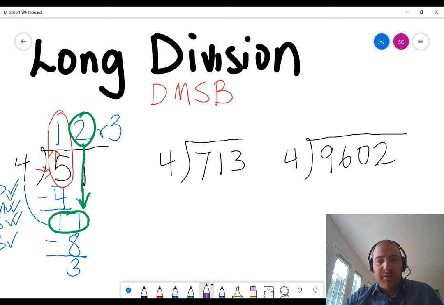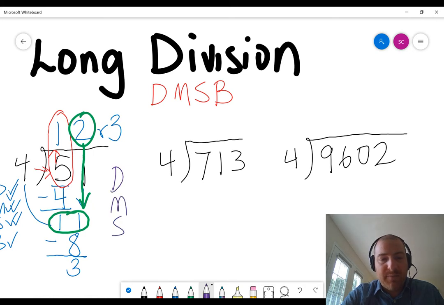For our second and third examples, we're going to use DMSB as well. It's the same process. We just have more numbers that we're dealing with. The strategy is going to be exactly the same. So I'm going to write DMSB down the side of our problem, and we're going to begin.